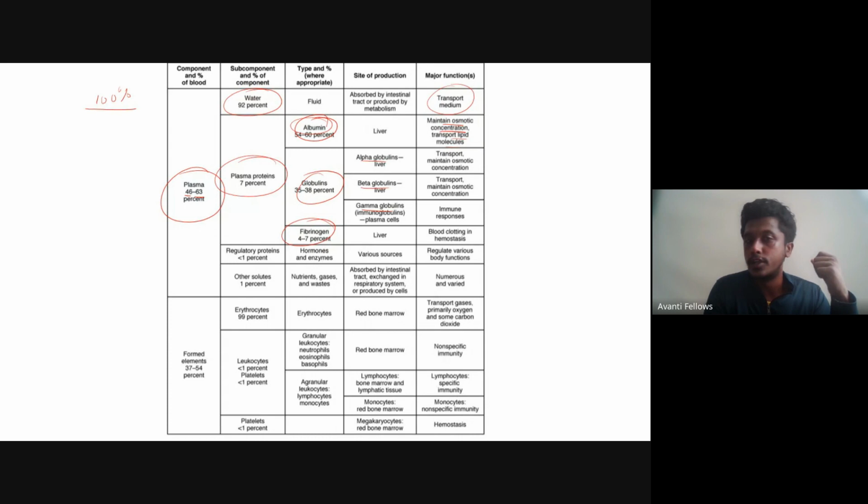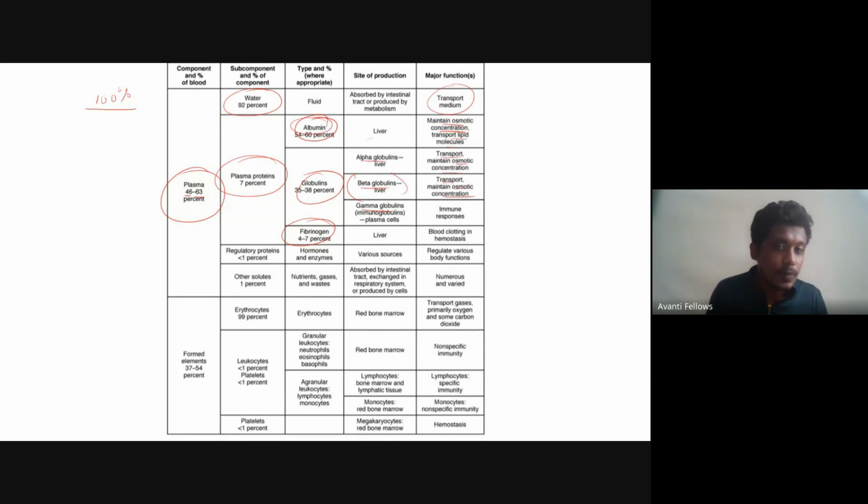Why? Because your textbook mentions globulins as an immune factor. So a question can be expected on plasma proteins such as globulin, so we give a little more concentration on globulins. What do alpha globulins do? They maintain osmotic concentration and they also help in transport. When it comes to beta globulins, they also transport and maintain osmotic concentration.